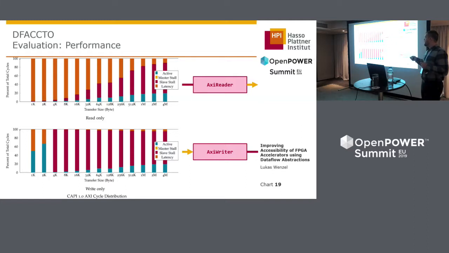This is a copy1 interface. We also did some measurements on the copy2 interface. There, the proportion between slave stall and active cycles is, of course, a little more favorable.